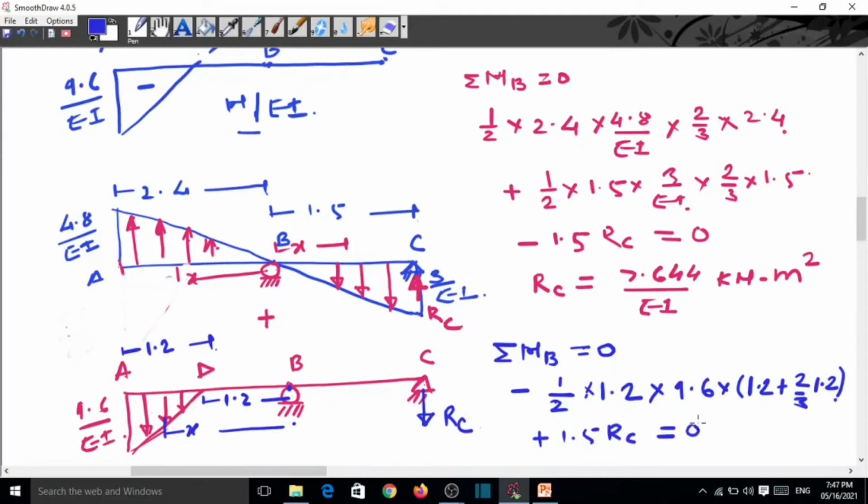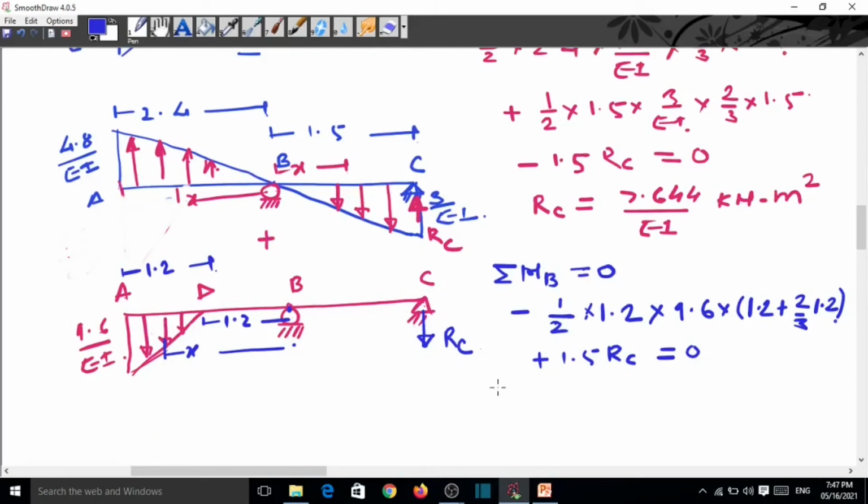So here we got the answer, RC is equal to 7.68 divided by EI. So this answer is positive. It means what we assume direction, the downward, is the correct. So we got here the 7.68 divided by EI.